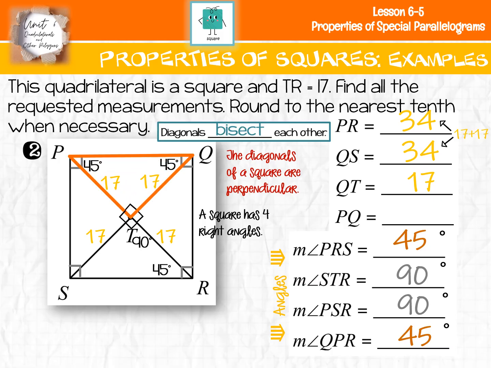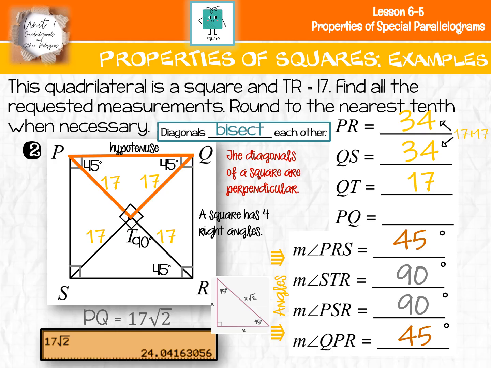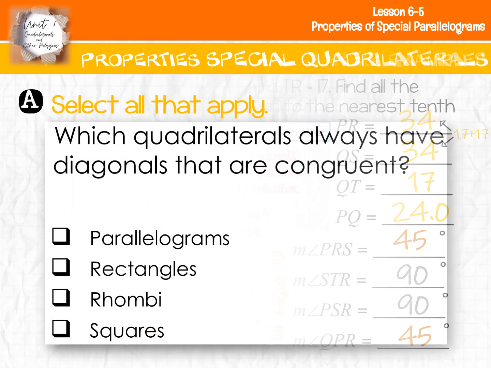There's a 45, 45, 90-degree triangle, and that's what we're going to need to find the hypotenuse, which is length of segment PQ, because that's the last blank that we have. Remember, a hypotenuse is the square root of 2 times the length of a leg, and we have the length of a leg is 17. So the hypotenuse, length of segment PQ, is 17 times the square root of 2. Put it in our graphing calculator, and it's about 24.0.